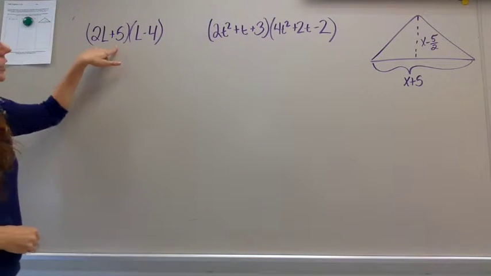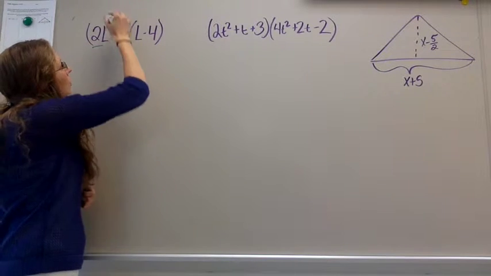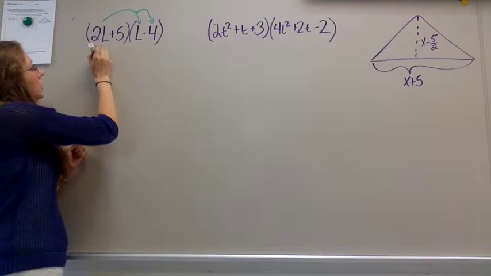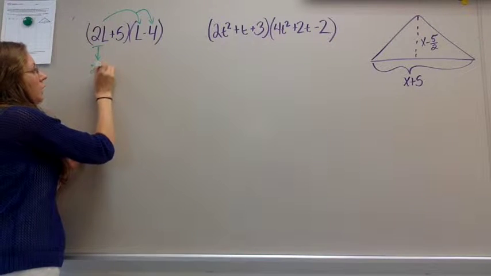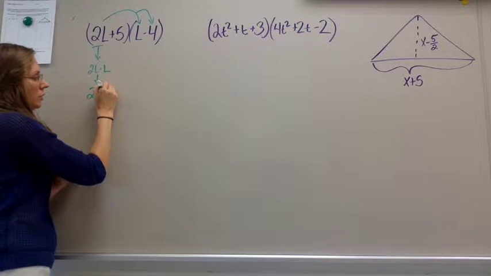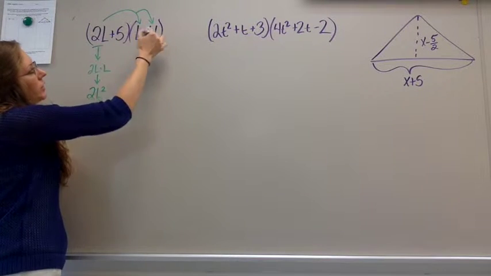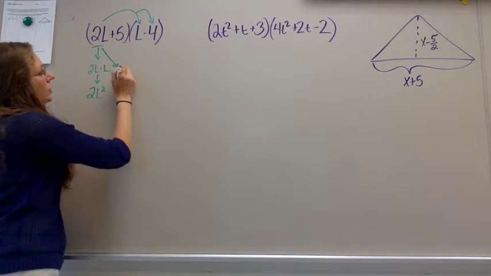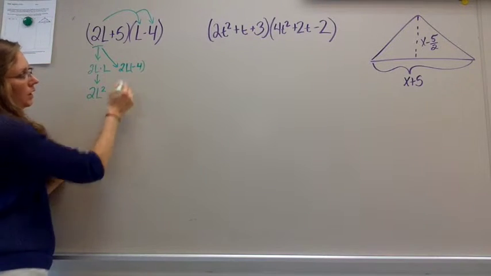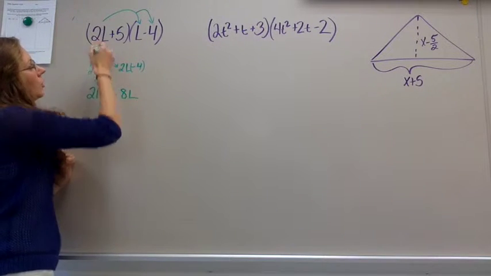We have a binomial times another binomial. So we're going to look at our first chunk. We're going to send that to each piece. So we're going to have 2L. From here we would have 2L times L, which we know L times L is L squared. So we have 2L squared. Then we have 2L sent to the negative 4. So 2L times negative 4. Our negative 4 times a 2 gives us a negative 8 L's. We're done with this first chunk.